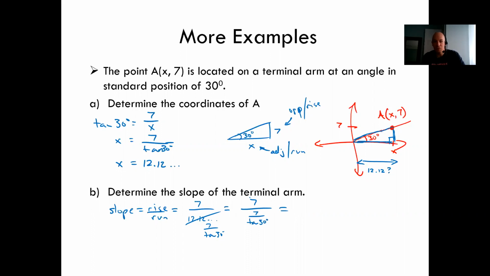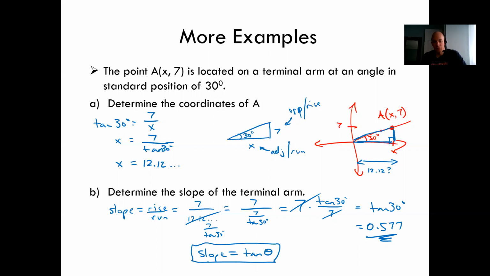But remember, how do we actually do this? We can divide things, or we can flip and multiply. So I'm going to flip and multiply here. I flip the denominator, and if you do this, you can see those cross out. And lo and behold, the answer to the slope is tan. Tan of whatever the angle is gives us the slope. By the way, that's 0.577. But the interesting point here is slope equals tan theta. That's a kind of semi-formula for you.